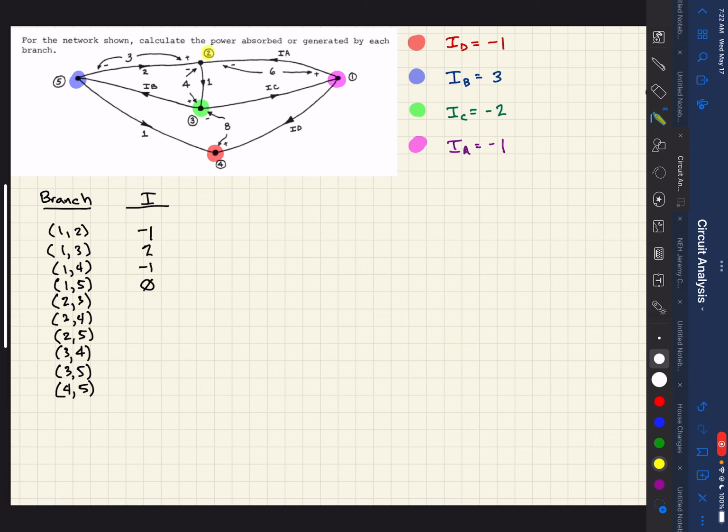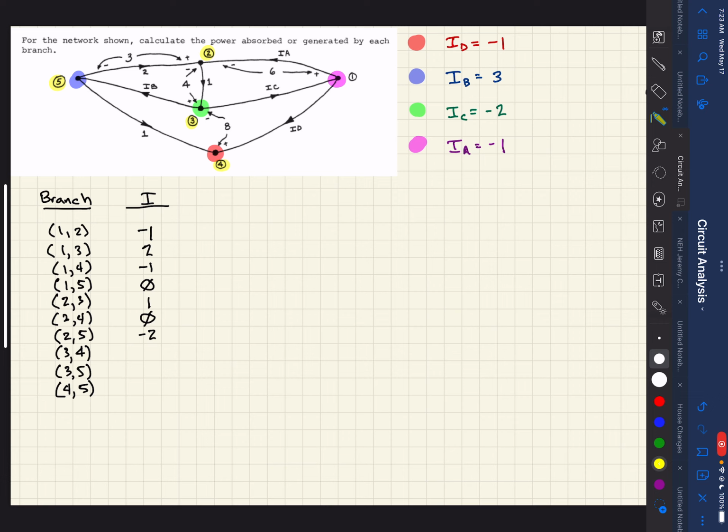So now we're going to start with node 2. So between 2 and 3, we see current flows from 2 to 3, 1 amp. So that's a +1. Between 2 and 4, which is right here, there is no direct connection. So therefore, that would be 0. Between 2 and 5, which is over here, we have 2 amps flowing, but it's flowing against our node number 2. So therefore, that value would be a -2.